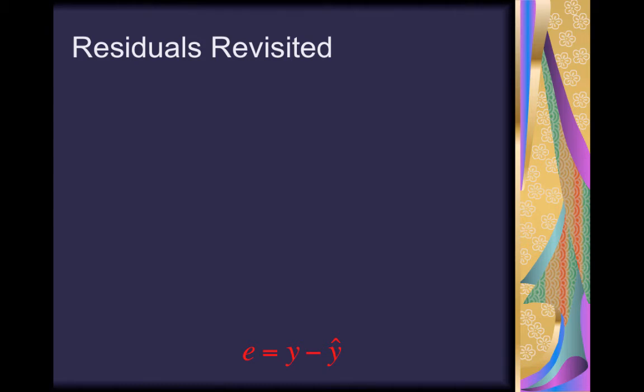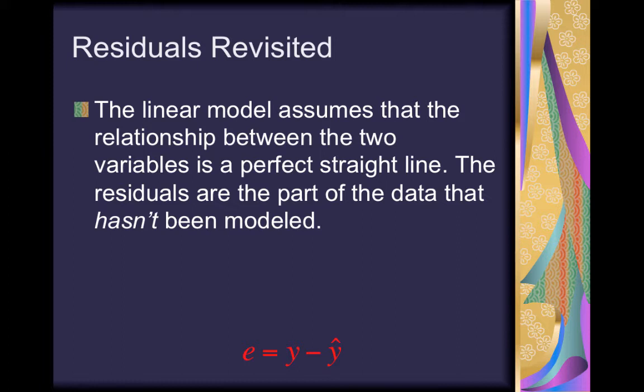We're going to go back and talk about residuals. So, residuals revisited. The linear model assumes that the relationship between two variables is a perfect straight line. This is because the linear model is a linear equation, so if graphed on its own, it will give you a perfectly straight line. The residuals, or the differences between our predicted y value and our actual y value, are the part of the data that hasn't been modeled. Those vertical differences show us what our model didn't catch.